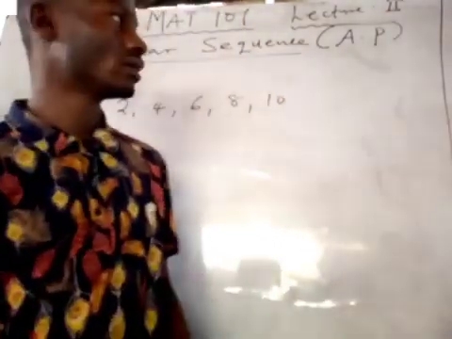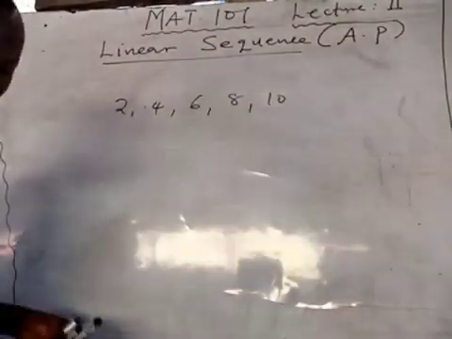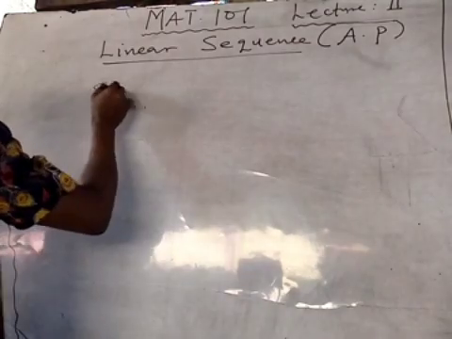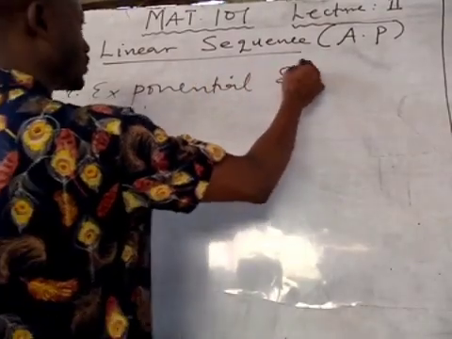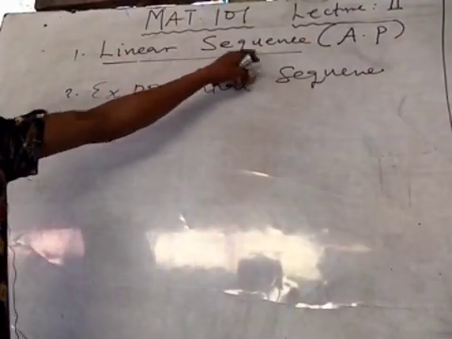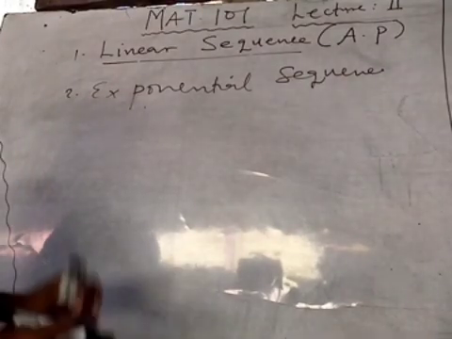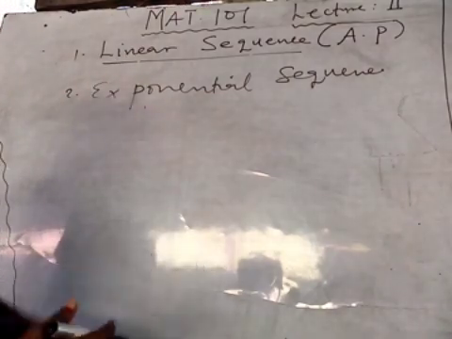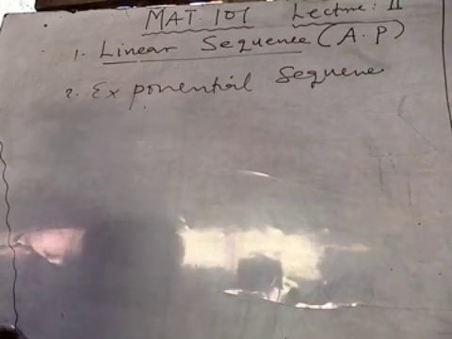We have the ones we call linear sequences, and another one they call the exponential sequences. So we have linear and exponential sequences. A sequence may be a linear sequence, or a sequence may be an exponential sequence. But today in our study, we want to focus on linear sequences. Then in the next lecture, we shall look at what we call the exponential sequences.